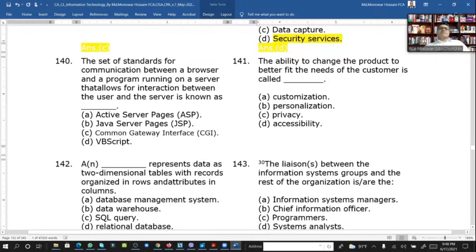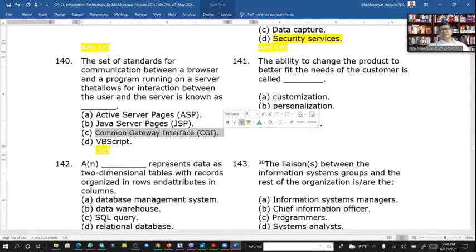The set of standards for communication between a browser and a program running on a server that allows the interaction between the user and the server is known as what? Java, JSP, CGI? What would be the answer? The answer is Common Gateway Interface, CGI.